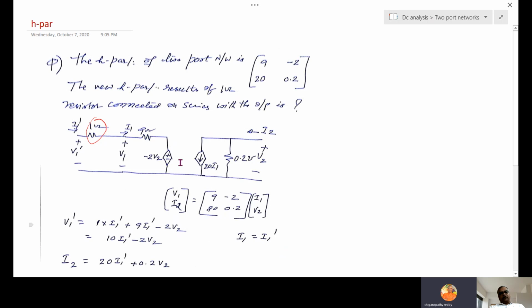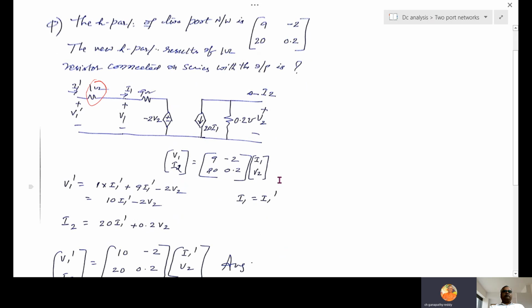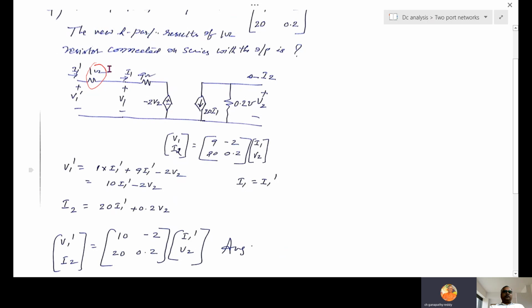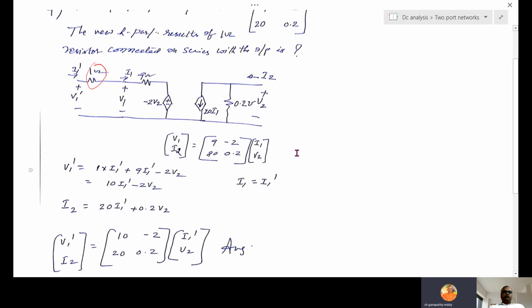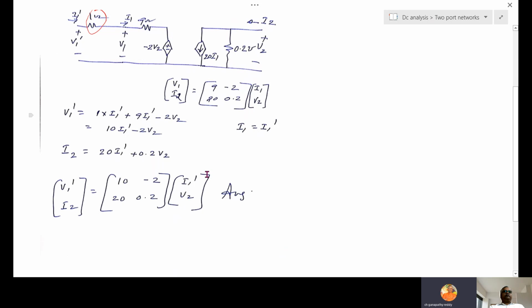H parameters are added if it is series-parallel. G parameters are added if it is parallel-series. So that cannot be used here. That's why this is a special problem. Now consider this whole network as one problem. Then we want the H parameter of the whole network. So don't short, don't open. Use the shortcut method. Write equations and solve.